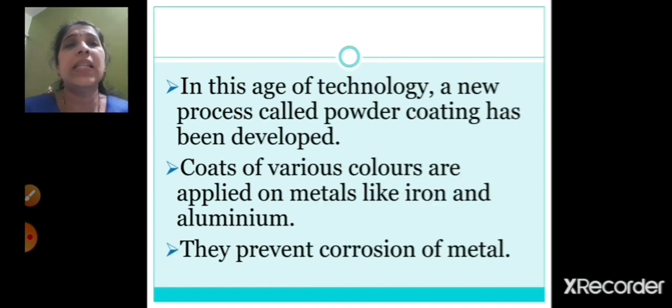Now, in this age of technology, a new process called powder coating has been developed, right? As new technologies are coming, this new process has been developed. You can see now the wrought iron furniture and other things are all powder coated, right? Coats of various colors are applied on metals like iron and aluminium, and they prevent the corrosion of metal. So corrosion of metal can be prevented by all these things. You can see there is a lot of furniture nowadays available in powder coating, right?